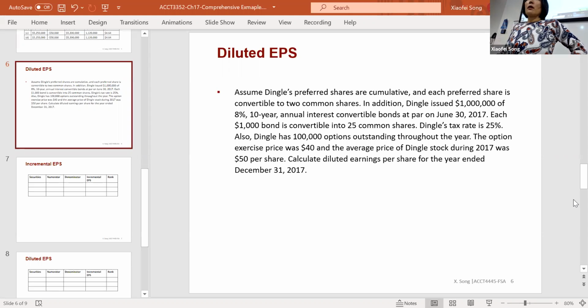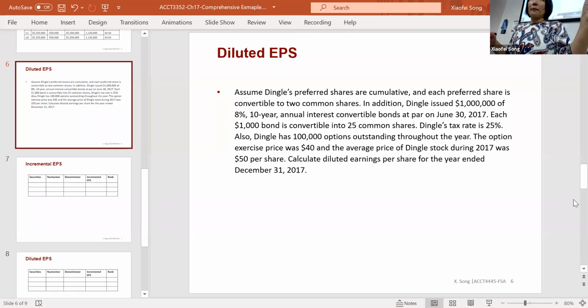So for application of if-converted and treasury methods, these options are in the money. Calculate diluted earnings per share for the year ended December 31st, 2017. We follow the steps we summarized at the end of the last class to compute diluted earnings per share. If we want to reach the maximally diluted earnings per share, we need to do it systematically.